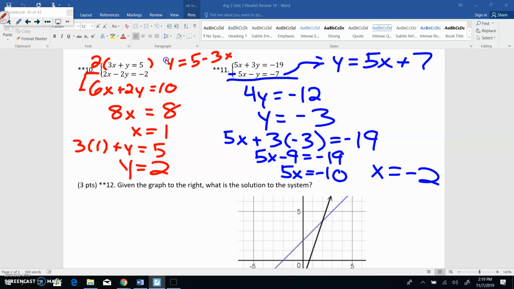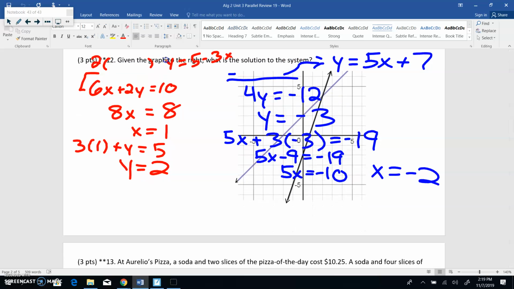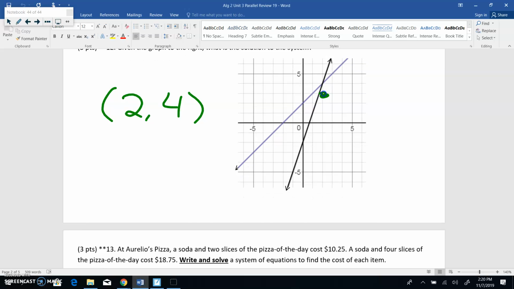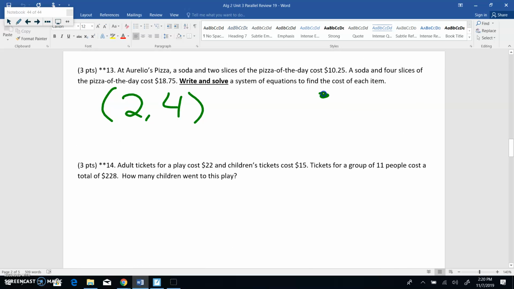Okay, number 12 should be the easiest question on here for you. You are just looking for where they intersect. In this case, as we can see, they intersect right here. So the only thing you have to remember is x comes first, so that would be 2, and 4 is my y coordinate. Nothing really too spectacular about that question.